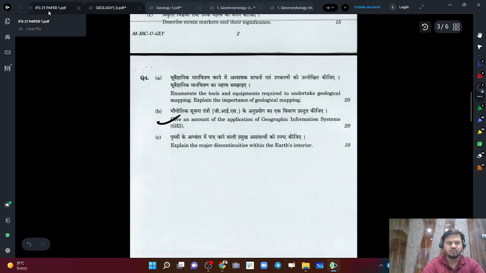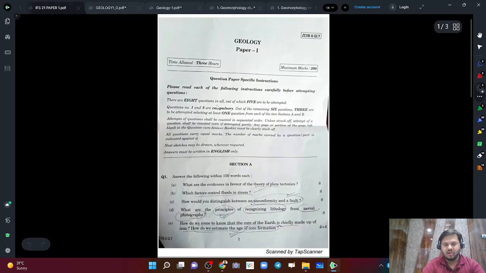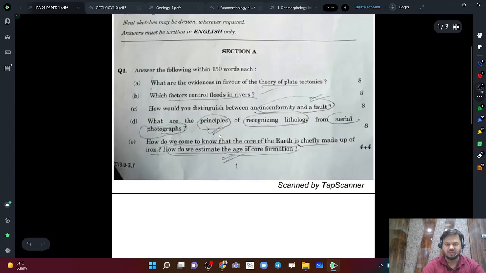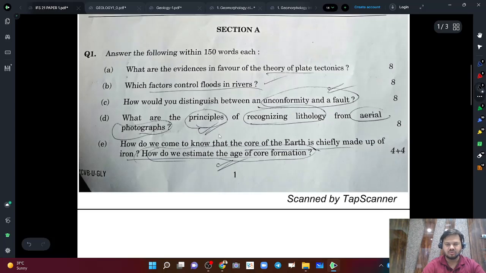Right? And what else do they ask, right? So this is which paper? I think this is 2021. This is only a 1 month old paper. This is the Indian Forest Service 2021 question paper. So let's see what they have asked in this year, right? From geomorphology.